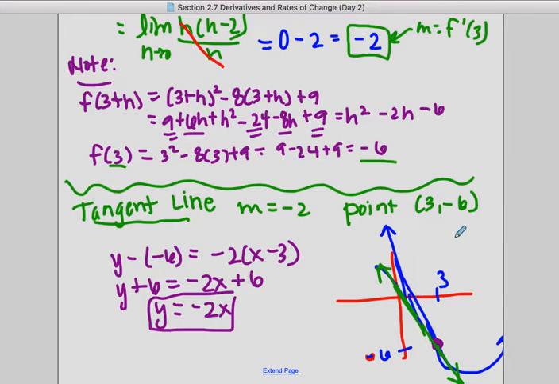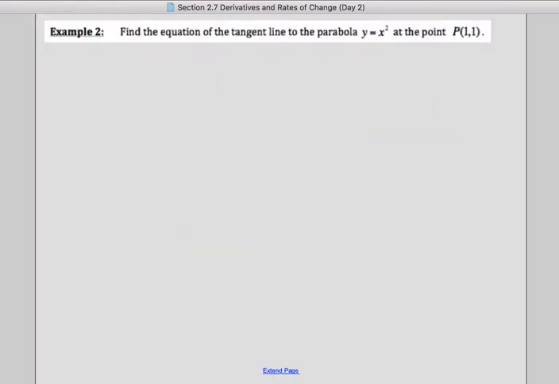So what they're asking you in part C of your homework is you could just sketch a little picture of it, but what I want you to really do is check it on your calculator, and then if you look at the point 3, -6, you should see that the curve and the tangent line are just touching at one point. That's a good way to check to make sure you've come up with the correct answer. Okay. That is example 1.